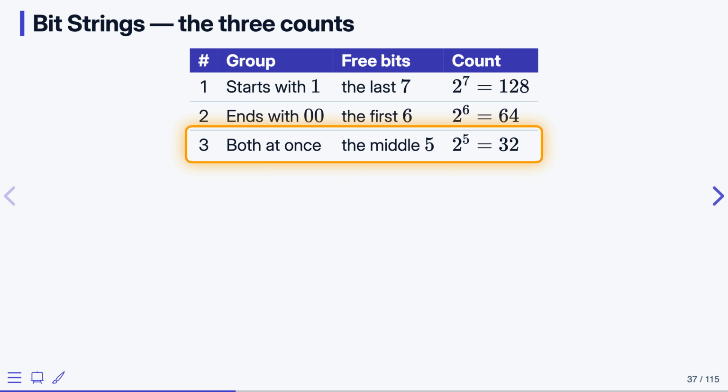Row 3, strings that do both. Now 3 bits are fixed, 1 at the front and 2 at the end. 5 bits in the middle are free. 2 to the 5 is 32.